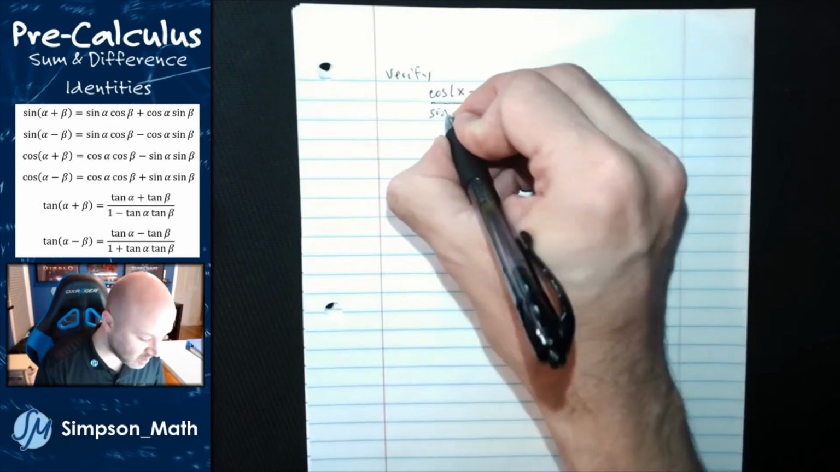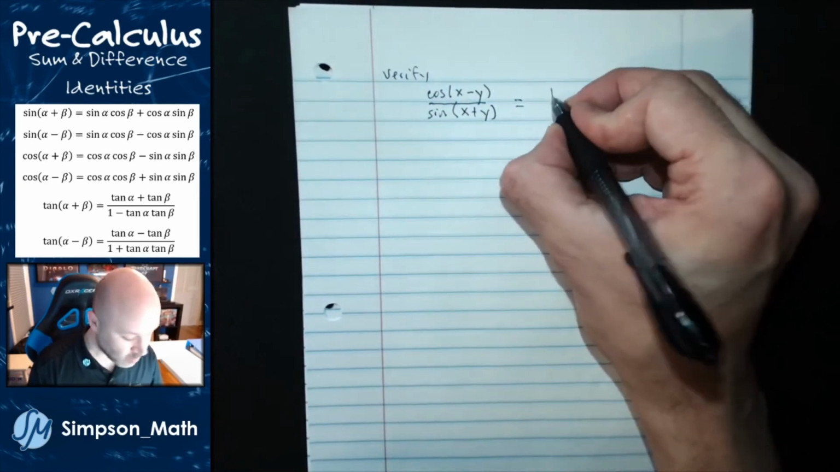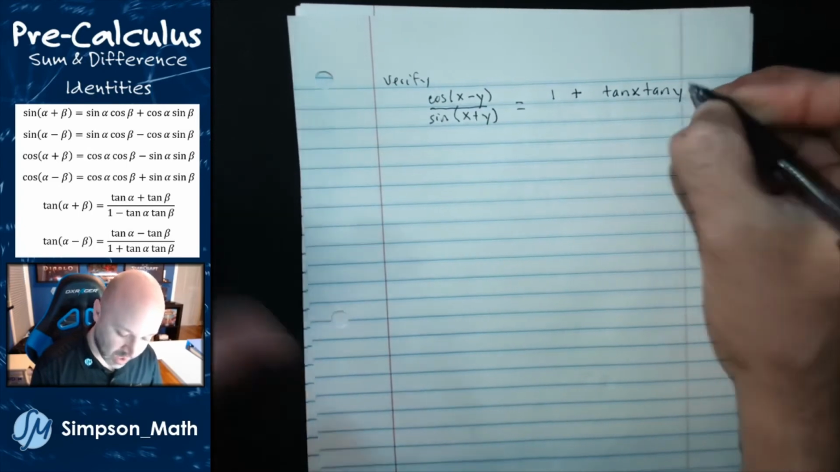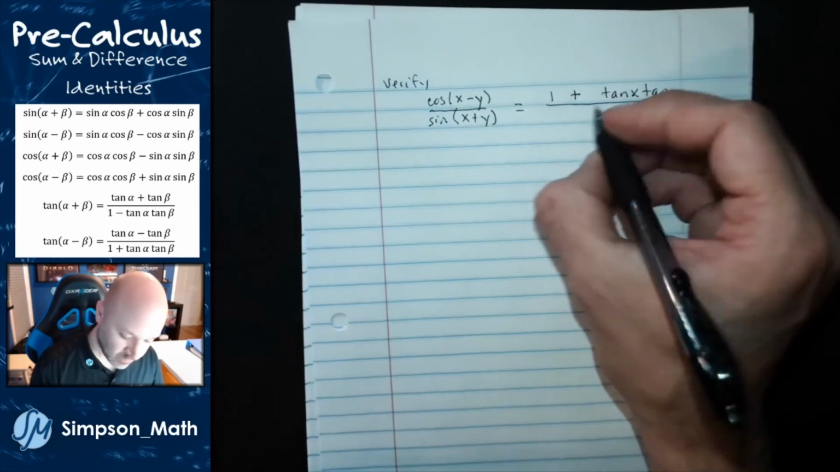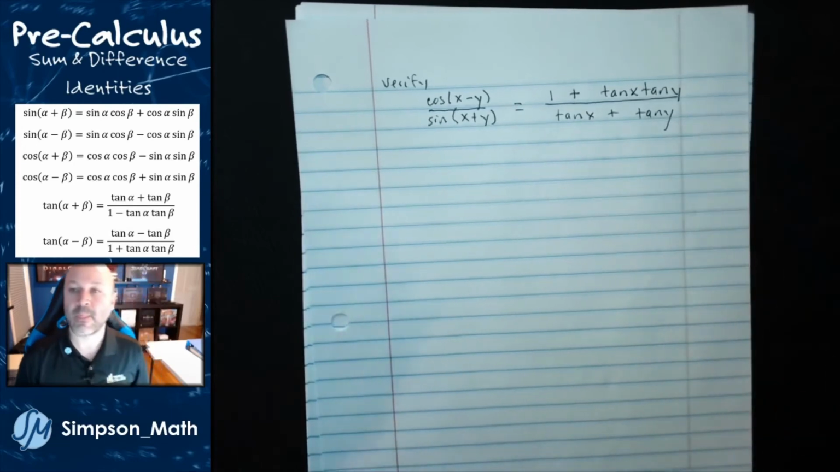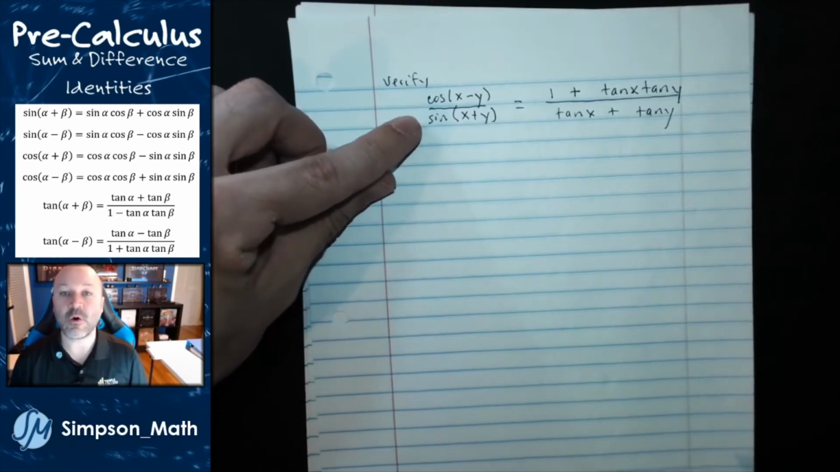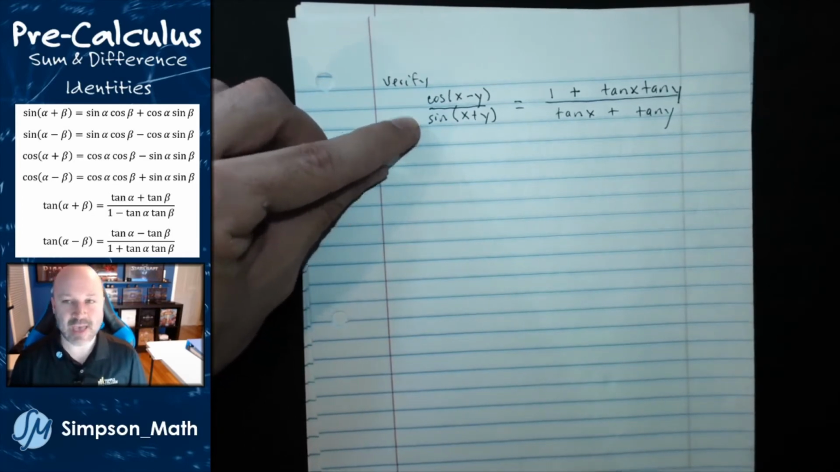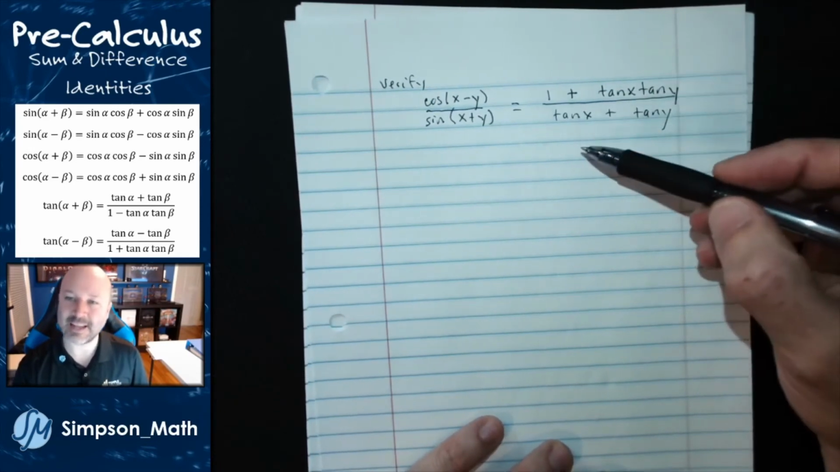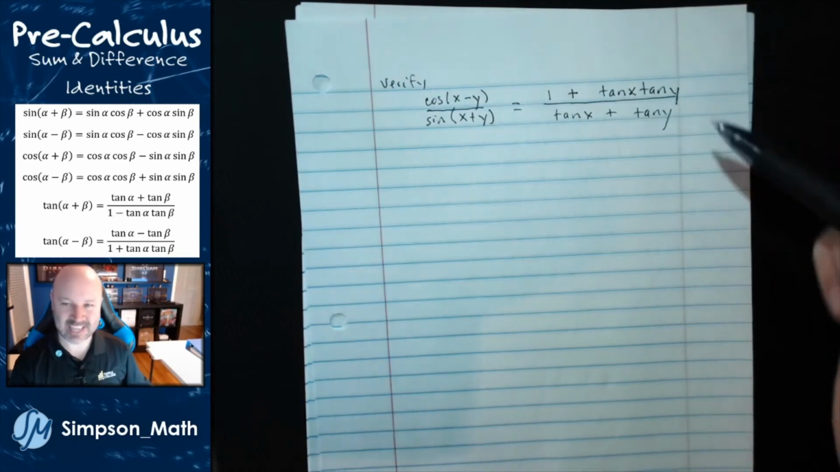over the sine sum of x and y is equal to 1 plus tangent x tangent y over tan x plus tan y. Let me say that again. We have cosine of x minus y over sine of x plus y, and that's equal to 1 plus tan x tan y over tan x plus tan y. That almost looks like a tangent sum and difference, but the signs are the same, so it's not quite the same.